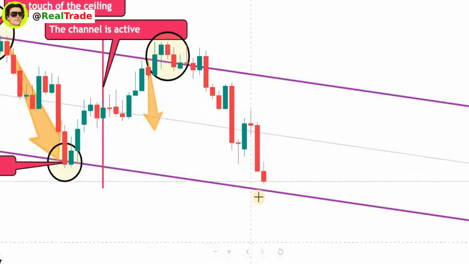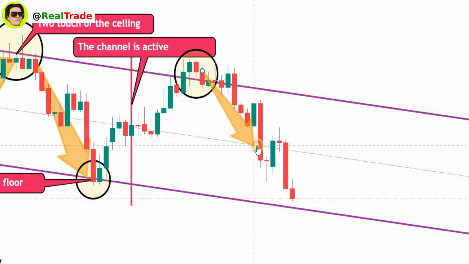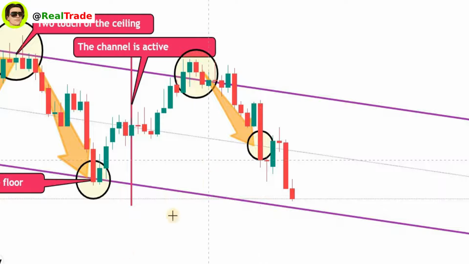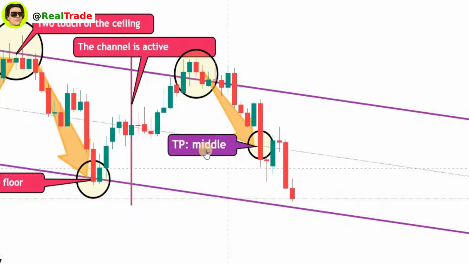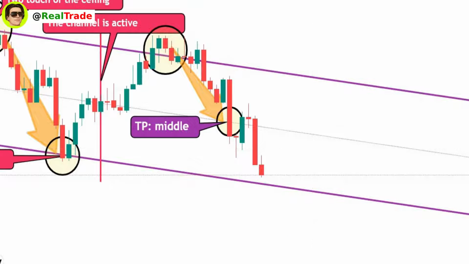Next, local support is the best profit, and middle line is best profit. Yes, is profit. Look at the chart, look at the mouse. TP, take a profit, is middle is best profit. Yes, look at the line, black line. Continue. Look at the line and look at the candle.